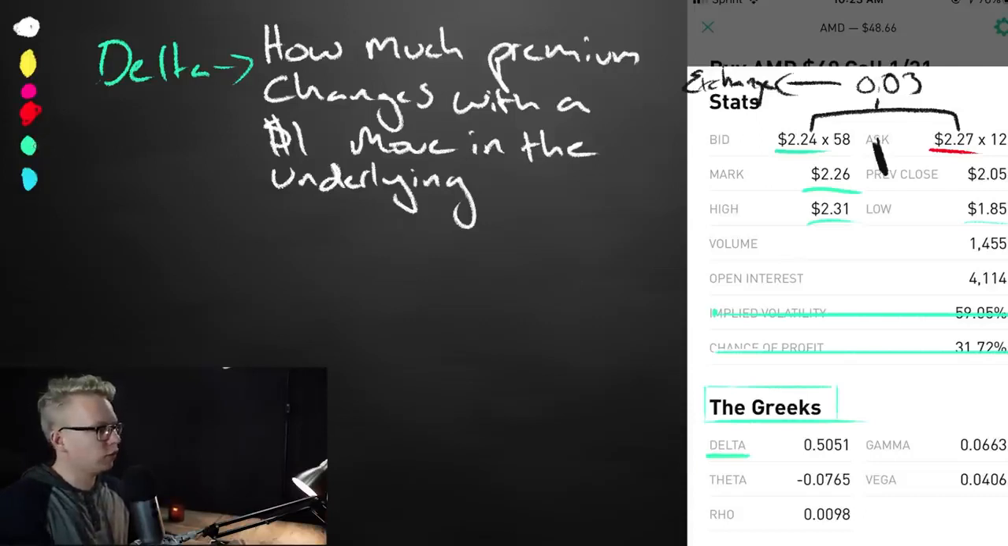Gamma, which we're not going to get into too much today, is how much delta changes given a $1 move in the underlying. So delta is not constant. It does not stay at this 50 cents, which is why if you buy a further out of the money or further in the money option, they're going to have different deltas. In fact, those deltas are going to change between 0 and 1. So the further in the money you are, the higher your delta, the more leverage you have.